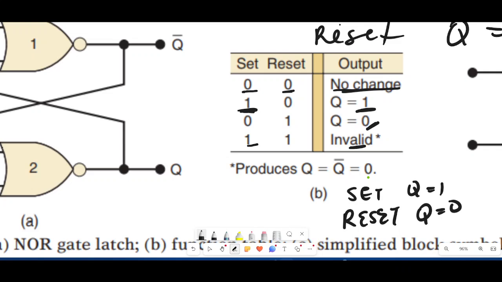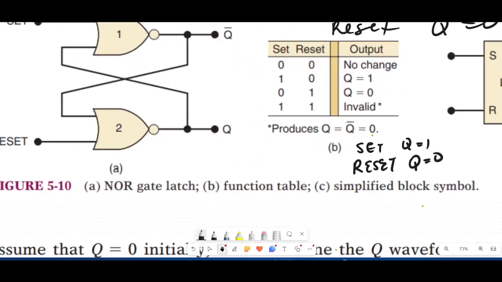So now, the reason why it's called active high is because set will carry out the function of making Q 1 when it's high, when it's at 1, and reset will carry out its function of making Q 0 when it's high, that is when it's 1. That's why it's called an active high. You'll see the difference between active high and active low when I explain the NAND latch.